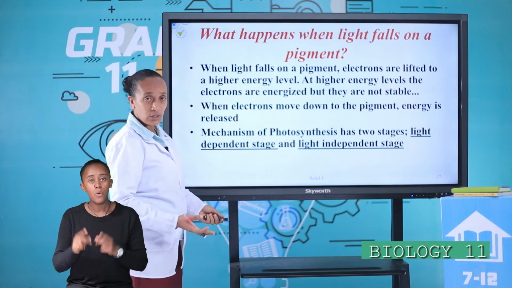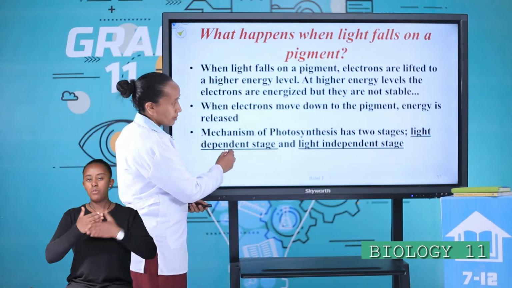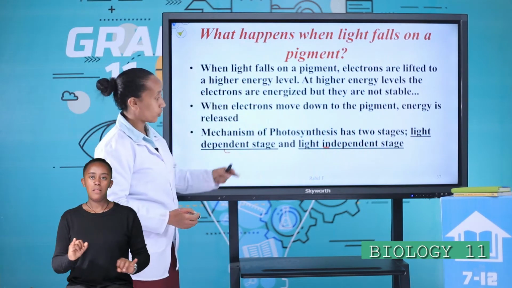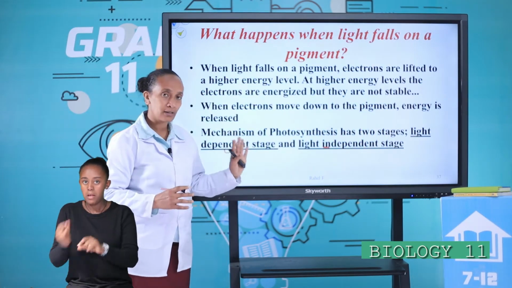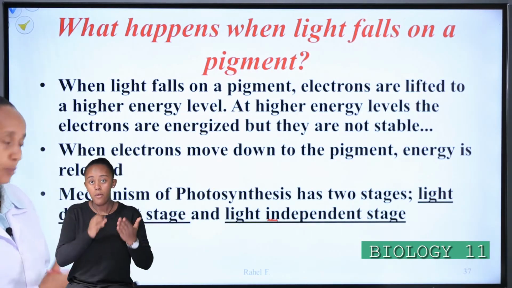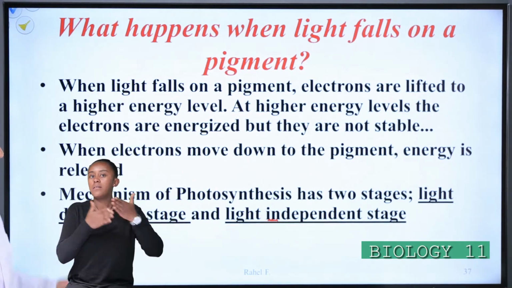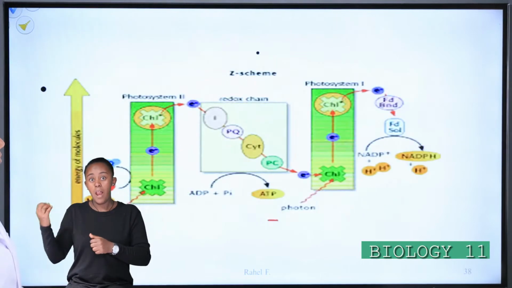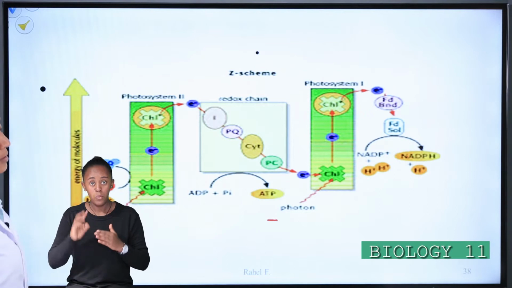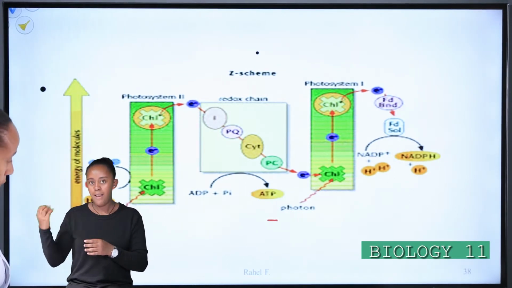When we look at photosynthesis in general, it has two stages: light dependent stage and light independent stage. Therefore, from these two names you can guess that light is involved in one part of the process, and it cannot be involved in the second stage. In the light dependent stage, what will happen? Here we have the process that occurs in the light dependent stage of photosynthesis.